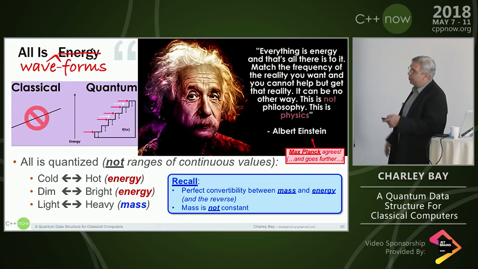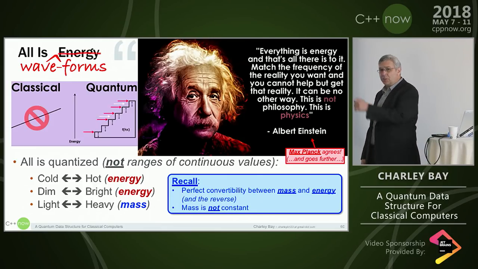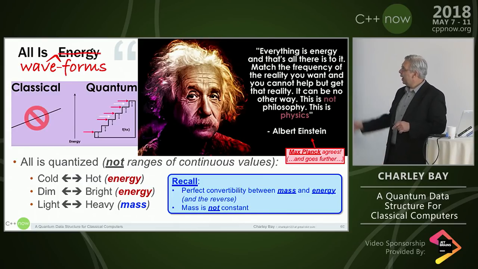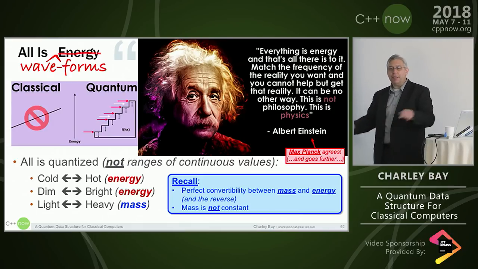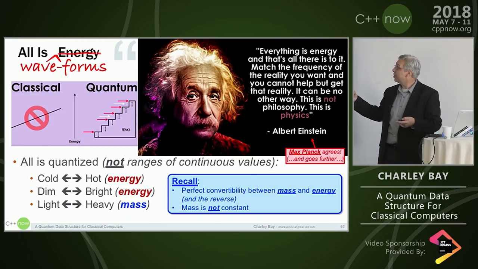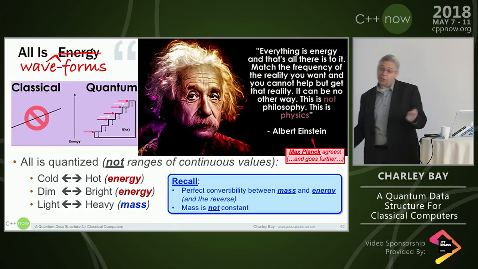So everything's really these little standing waveforms. They're interacting with each other. Classical, that continuous range doesn't exist. Quantum, stair step, yep, that exists. And cold to hot, or dim to bright, or light to heavy, that's all the stair step thing. But notice that's both mass and energy, because they're perfectly convertible, and because the only thing that actually exists is waveforms, which we usually see as energy. But you can also present it as mass, that's kind of cool.